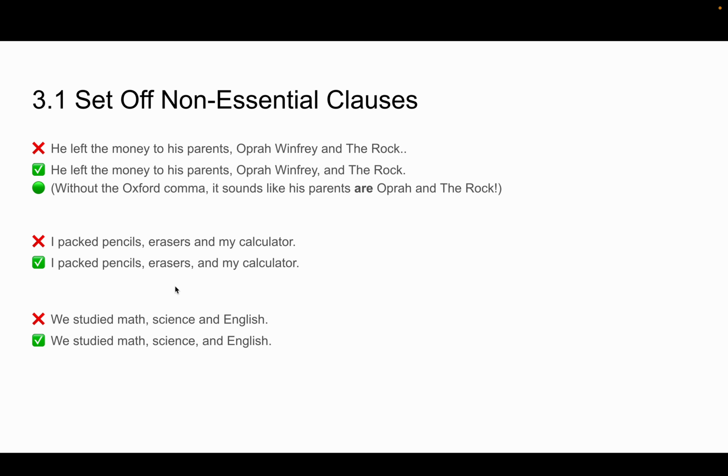Another simple example is, I packed pencils, erasers, and my calculator. Here is where we see the Oxford comma rule: if you're combining items in a list, there should be a comma that comes before the word and. Similarly here, we studied math, science, and English. Again, there should be a comma before and for this to be correct.